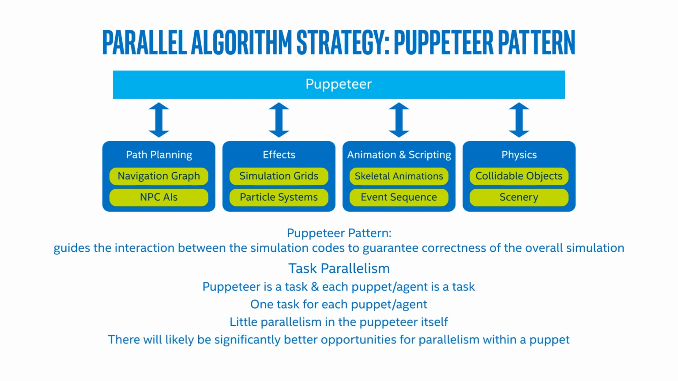But here we should be looking a little more carefully at each of the individual tasks for greater parallelism. Remember, most likely the fact that we're using the puppeteer is because we have quite monolithic pieces of code and we're using the puppeteer to just kind of synchronize and put them all together. And so there should be more opportunities for parallelism in the individual puppets themselves.